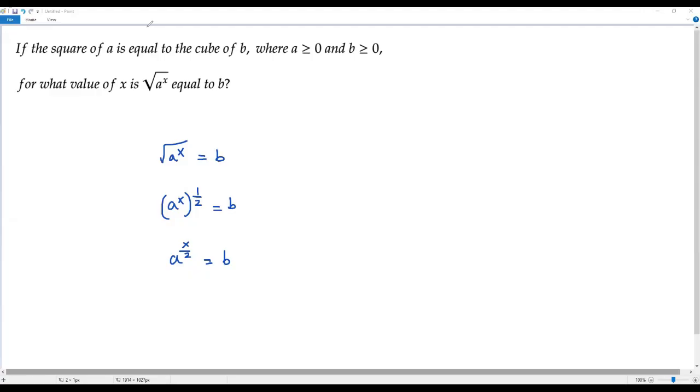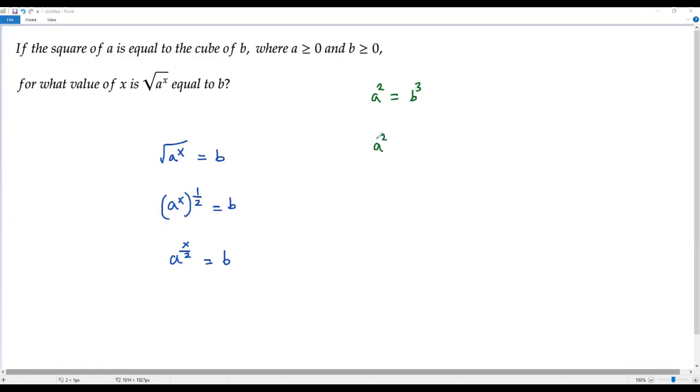For that, we have to consider this particular piece of information, that is the square of a is equal to the cube of b. So that is a squared equals b cubed, that is b to the third power. Okay, here what we have to do is solve for b in this equation. Once we get the expression for b, we can plug it in for b over here. Okay, to solve for b, we have to get rid of this exponent 3. How do we get rid of the exponent 3? For that, we have to raise both sides of this equation to the power of 1/3.